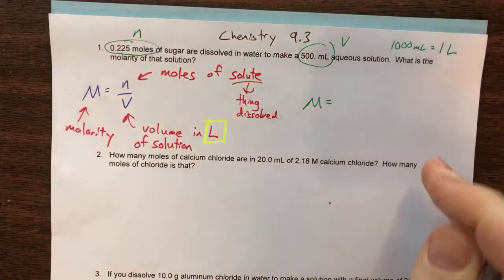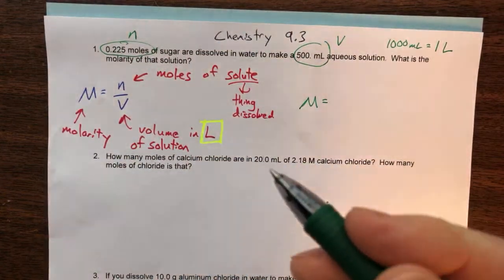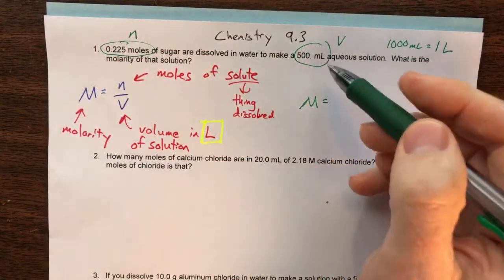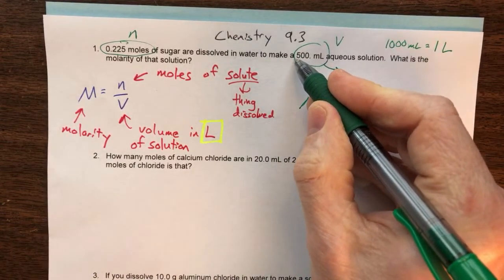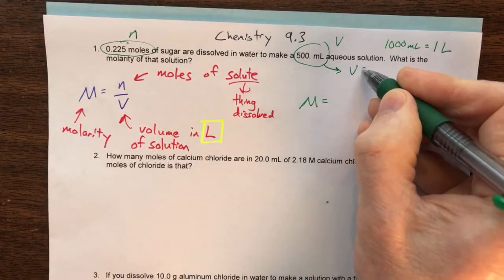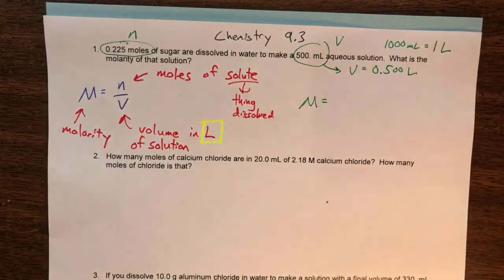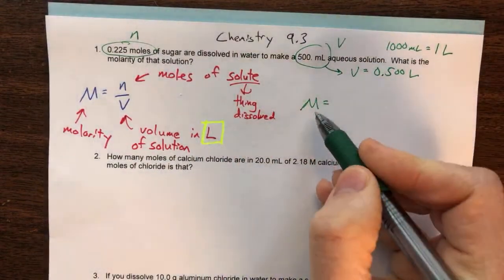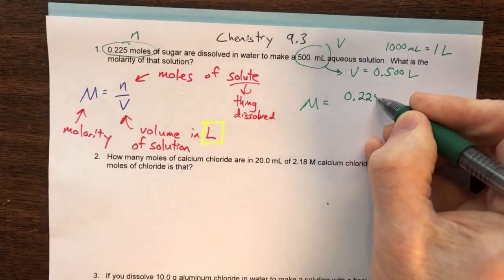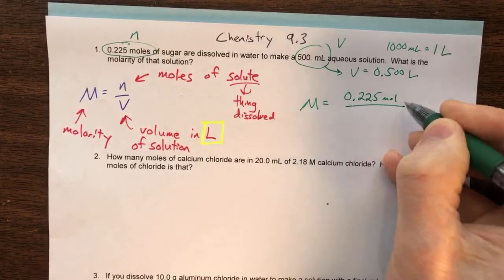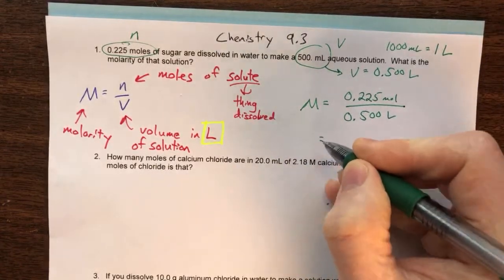So you're going to need to do that a lot. So be able to do that fairly quickly, fairly easily. Okay, milliliters to liters is a very important type of conversion that you have to do. So we're going to take that decimal point, move it 1, 2, 3 spots to the left. So this volume is actually 0.5 liters. So molarity is going to be the moles of 0.225 over the volume of 0.5, and that'll get us an answer.